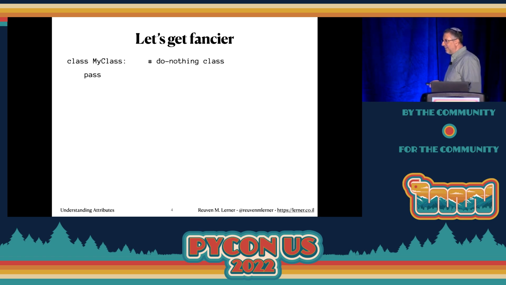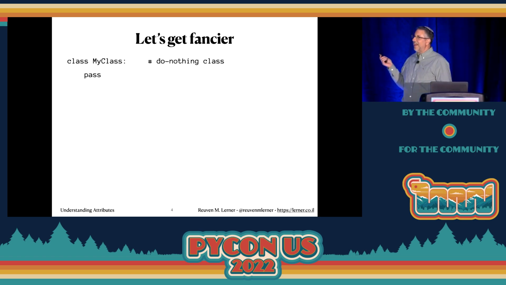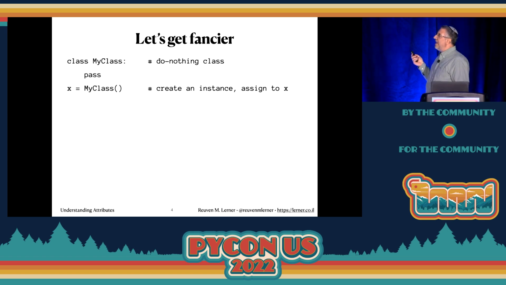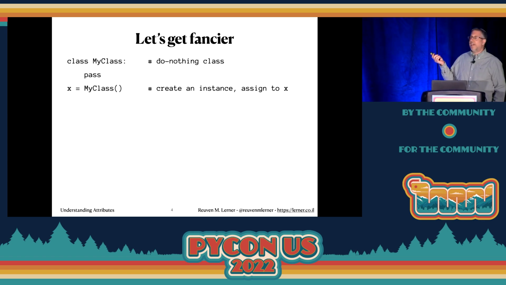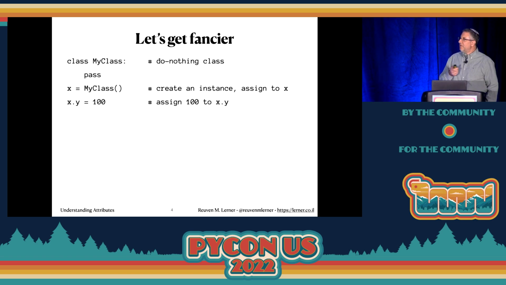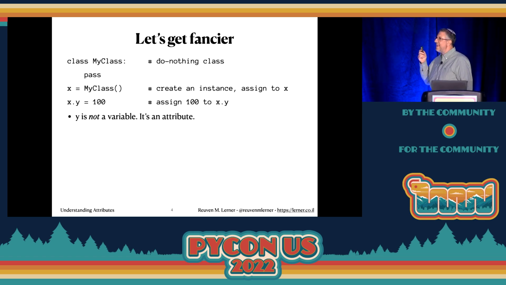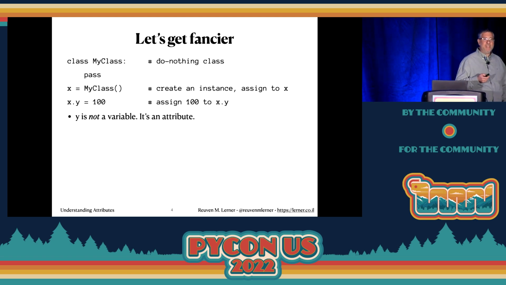Let's get a little fancier. Let's create a class, a do-nothing class. class MyClass: pass. And then I say x equals an instance of MyClass. Now I'm going to say x.y equals 100. What am I doing here? I am not assigning to x. I am assigning to x.y. I am creating an attribute on x. y is not a variable. And it's very important to keep track of that and to understand that.